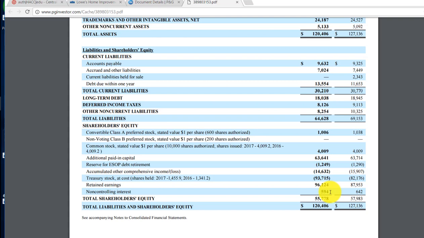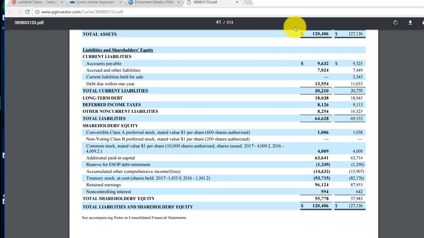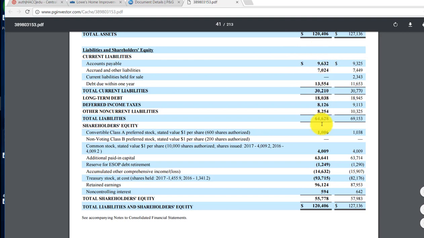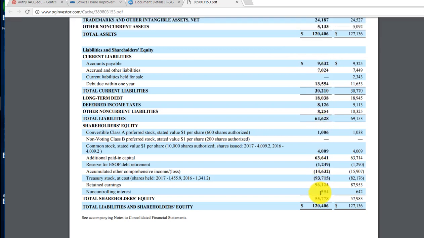subsidiary. So if they own 80%, they control 100% of the assets and liabilities. So all of those are added in here, but the equity part is separated out. The equity that represents the other 20% of that subsidiary is right here in non-controlling interest. It's usually a pretty small amount, but it should be the last item in your equity. That's how it's designated under US GAAP.